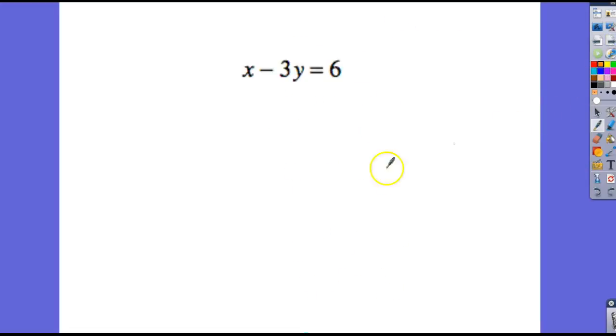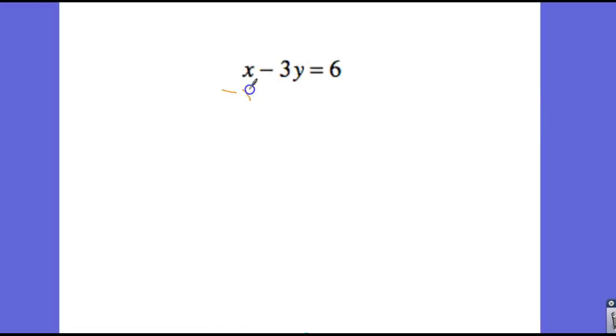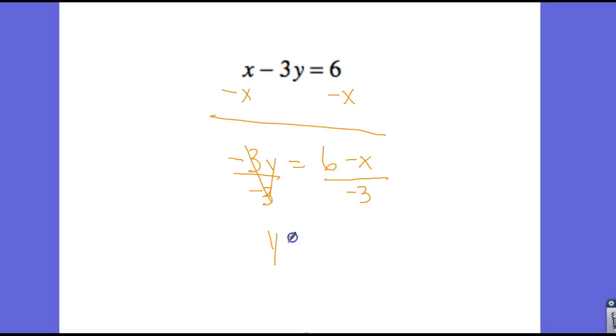A couple more quick examples. Again, we're solving for y, so let's subtract over x. Negative 3y on this side. I can't combine these, so I have 6 minus x. Let's divide by negative 3 on both sides. This is 1, left with 1y over here. 6 divided by negative 3 is negative 2. Negative x divided by negative 3 is a positive 1 over 3x. And y is a third x minus 2.